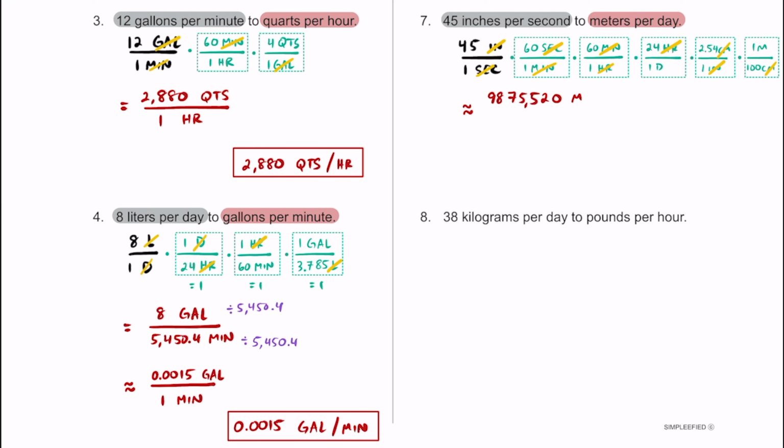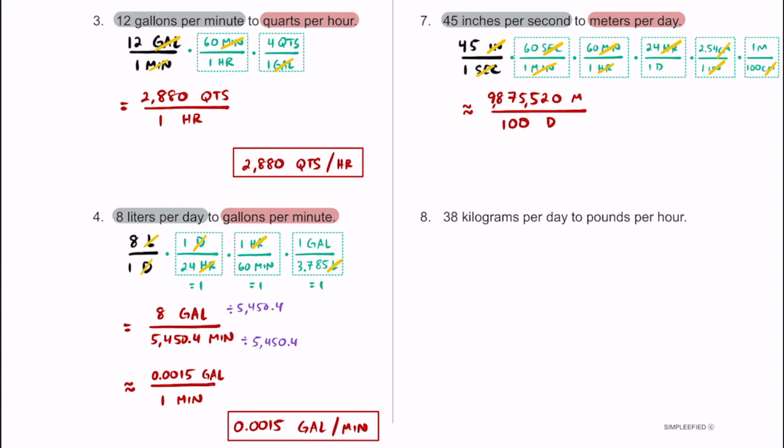Okay, so that's going to be 9,875,520, and that's going to be meters. And on the bottom, what do we have? Just 1 times 1 times 1 times 1 times 1 times 100. Okay, so this is going to be 100 on the bottom, and that's going to be in days. So I'm going to put a D for days, or you can just write out the word days if you would like to.